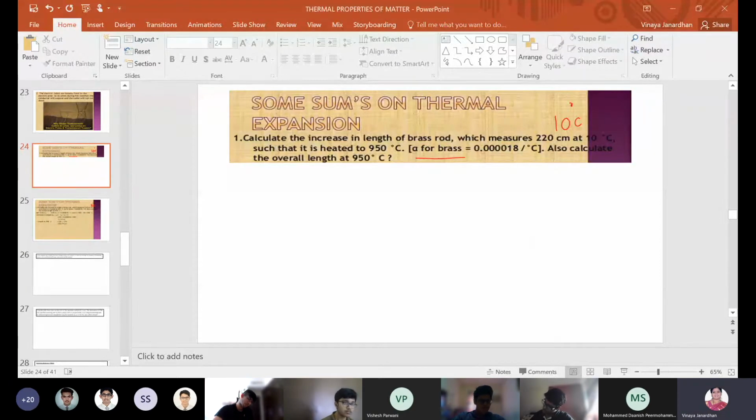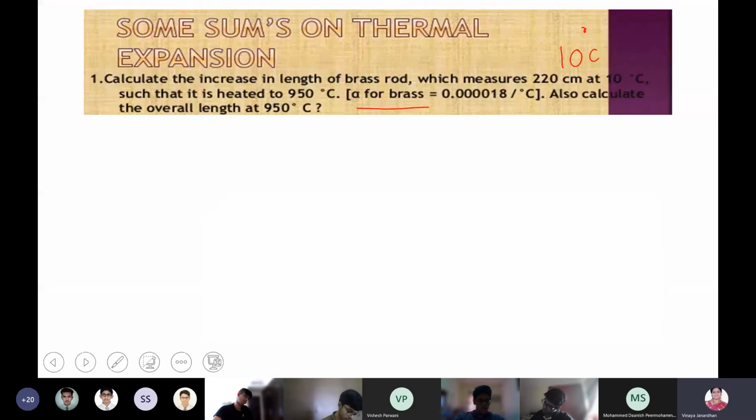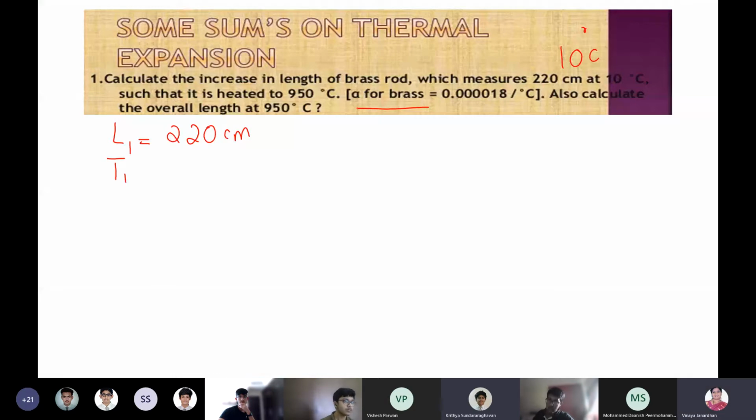Okay, Kritya. Let me know what are the physical quantities which are being given. Okay, ma'am, they have given length and temperature in the starting. What is the initial length? Ma'am, the initial length is 220 centimeter. Ma'am, we don't need to convert to meter, right? No need, because everything is in centimeters in the CGS system.